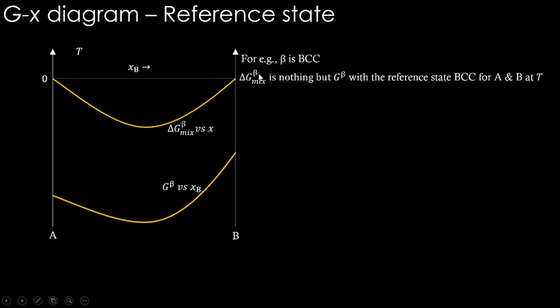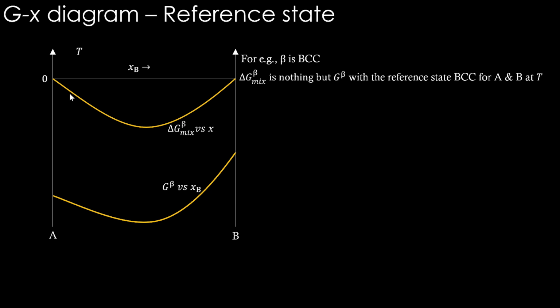Delta G mix beta is nothing but G of beta with the reference state of BCC for both A and B at the temperature T, whatever temperature we are considering. At this temperature, whatever is the Gibbs energy of A and B in BCC structure, it is made 0. Therefore, we get the Gibbs energy curve as the mixing energy curve, basically removing all the reference energy state values and getting only the mixing energy value as the G value.